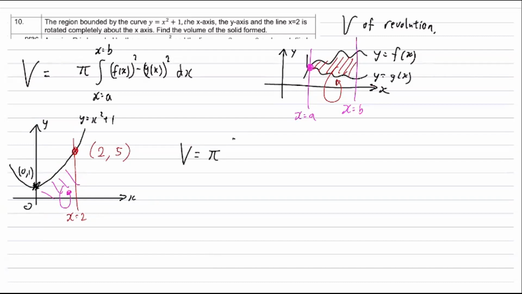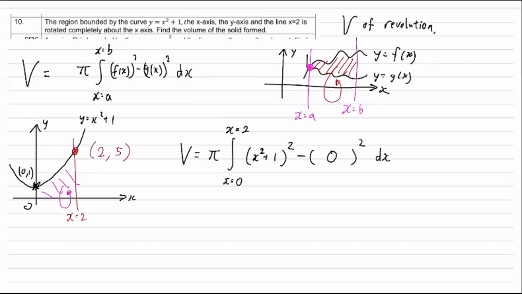Use the formula pi times the integral, lower limit x equals 0, upper limit x equals 2. What's in between? The x squared plus 1, squared. Minus? 0. Yes, 0.